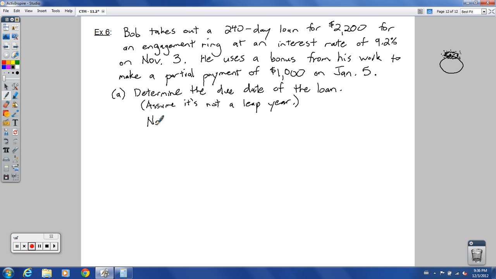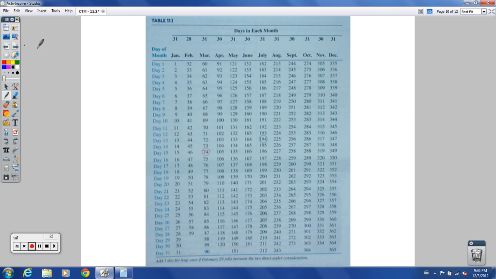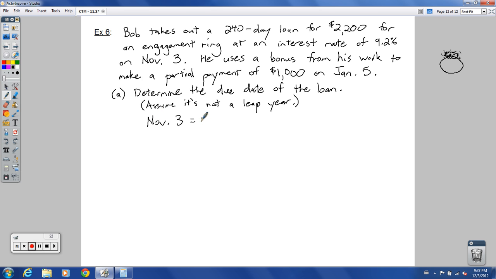So what day is November 3rd going to be? What day of the year is that? Let's go back to our table and calculate that. So November 3, here's the third day of November right here. That is day 307. So day 307 is what we'll put right here. And then going to January 5, that's going to be the 5th day of the year. I hope you can figure that out without too much trouble. That's the first month, so we don't really need to look at the table for that one.